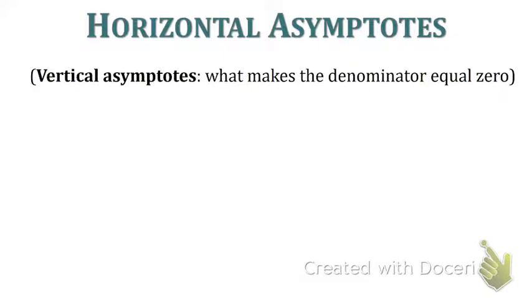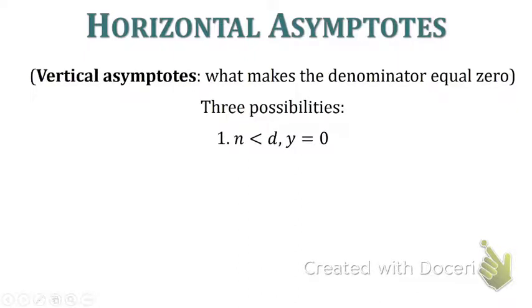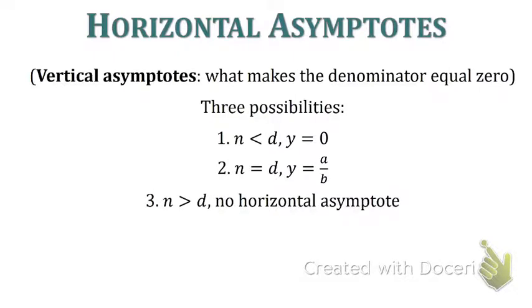Now we have to talk about horizontal asymptotes. There are 3 different possibilities. One, if the degree of your numerator is less than the degree of your denominator, your asymptote is y equals 0. Two, if the degree of your numerator equals the degree of your denominator, your asymptote is y equals the leading coefficient of the numerator divided by the leading coefficient of the denominator. In the previous example, the degree of our numerator was 1 and the degree of our denominator was 1, so we would be using scenario 2. And then 3, if the degree of the numerator is greater than the denominator, then we have no horizontal asymptote.